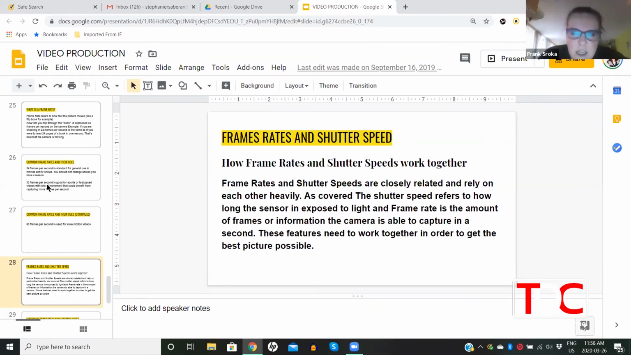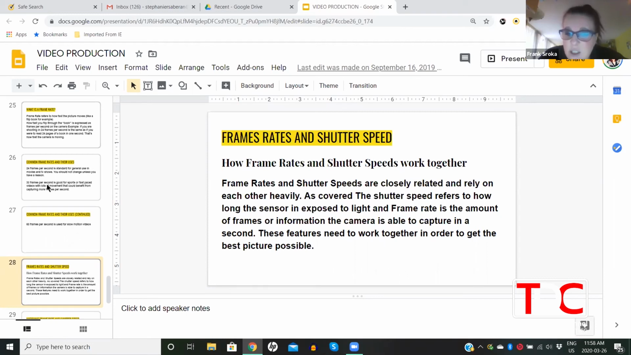How frame rates and shutter speeds work together. Frame rates and shutter speeds are closely related, and that's what I was saying before, that they rely heavily on each other. It's not just one or the other, they're both important, just like the aperture is important. As covered, the shutter speed refers to how long the sensor is exposed to light, and frame rate is the amount of frames or information the camera is able to capture in a second.